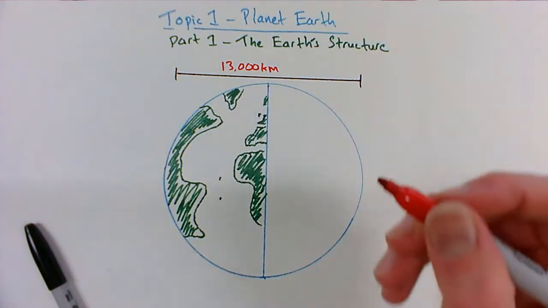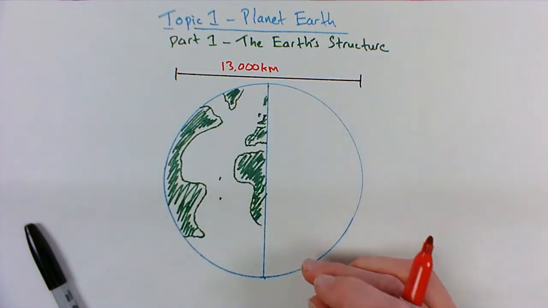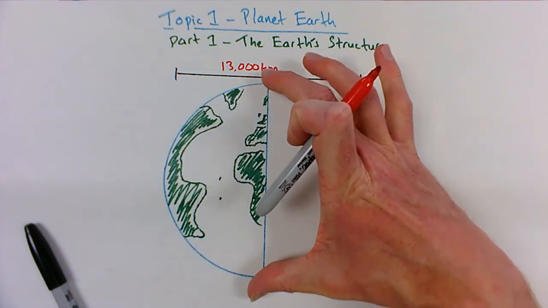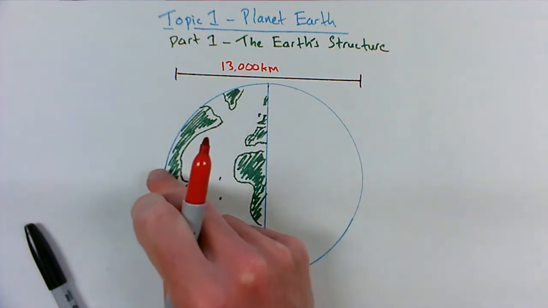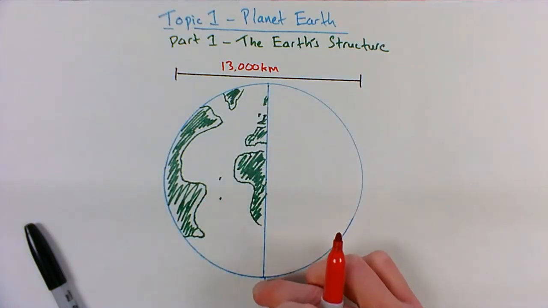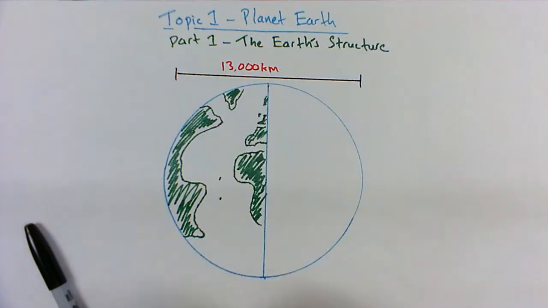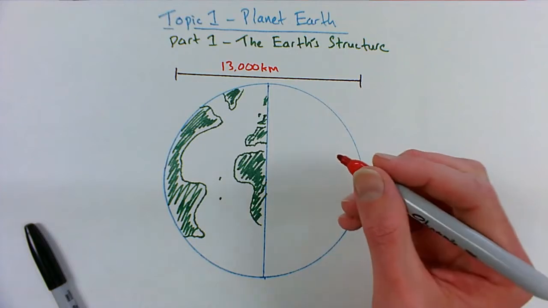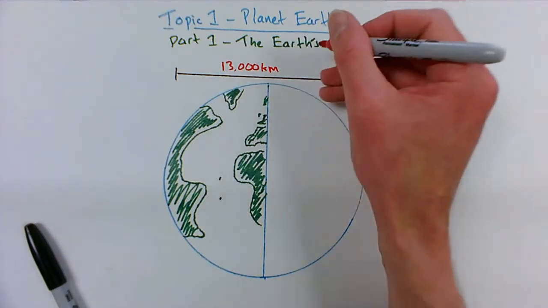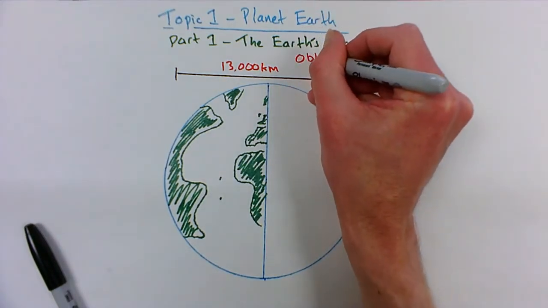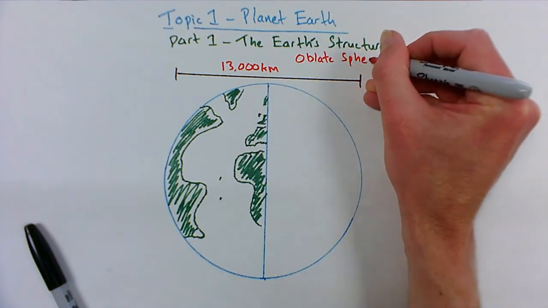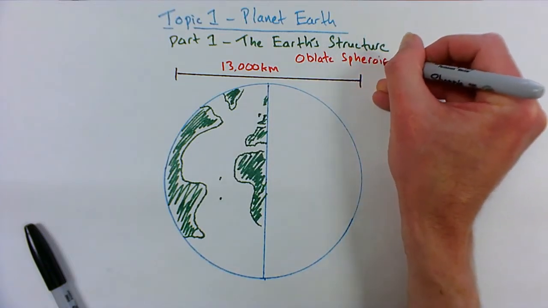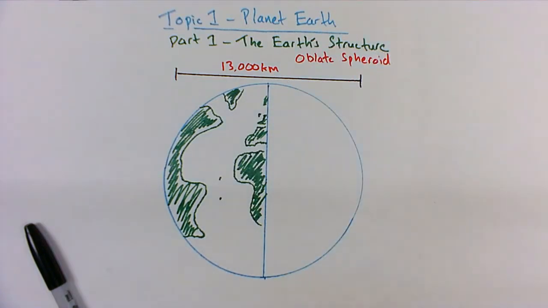And the other thing to note is it's not a perfect sphere. It's actually squashed a little bit. If you imagine you sat on a squash from the top, it's squashed down a little bit. It's about 42 kilometers wider at the equator than it is from pole to pole. Because of that, it's not what we call a sphere, but what we call an oblate spheroid, which is a fancy way of saying squashed sphere.